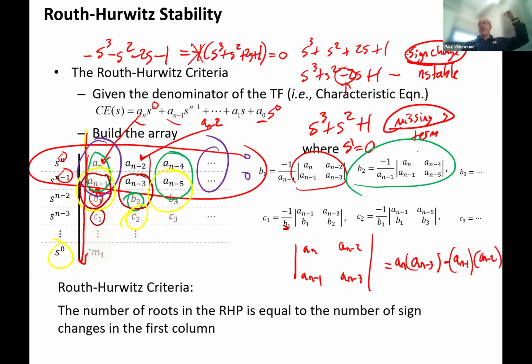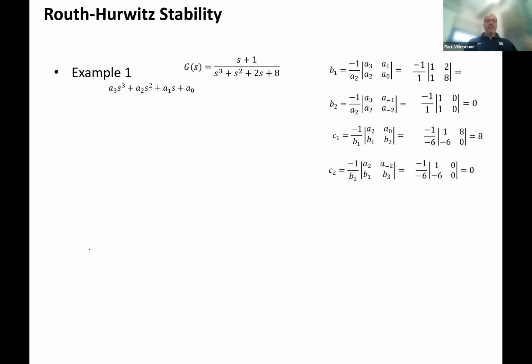The number of sign changes in the first column tells you the value. So let's take a look at an example, and we'll do this one example, and then I'll let you all go. You can finish it up after. We have a system transfer function, and here's my characteristic equation. I can see that the coefficients are 1, 1, 2, and 8.